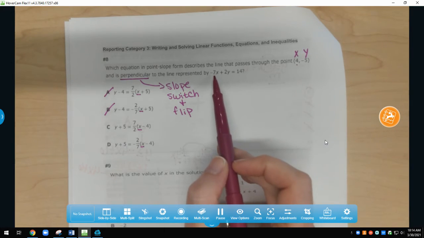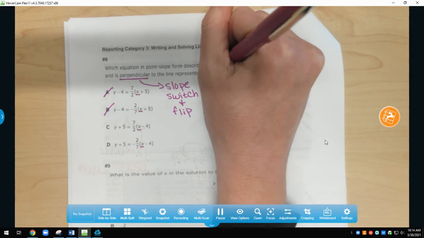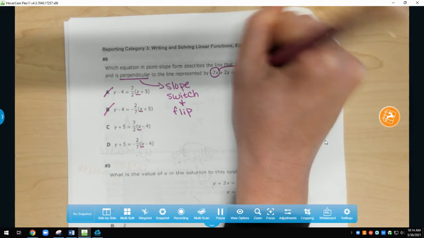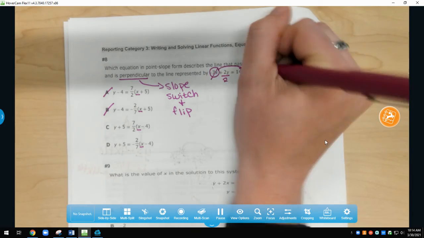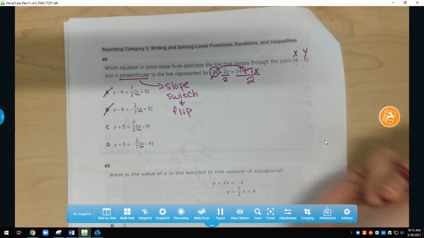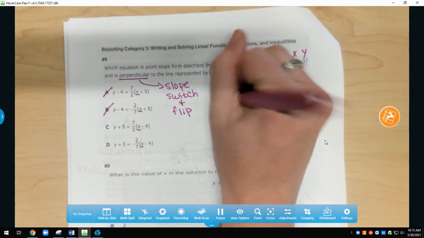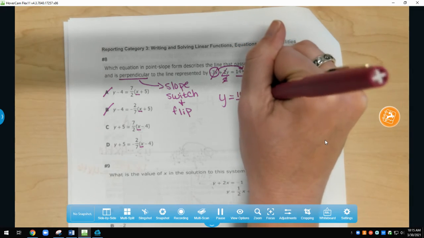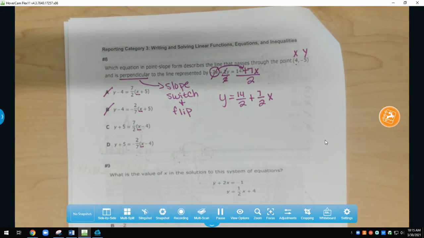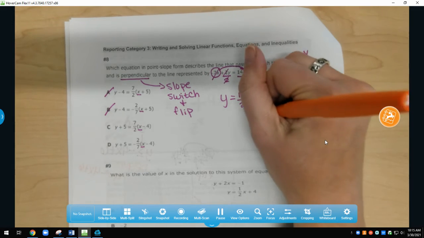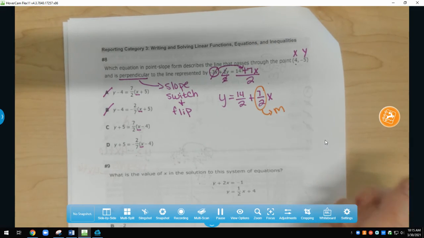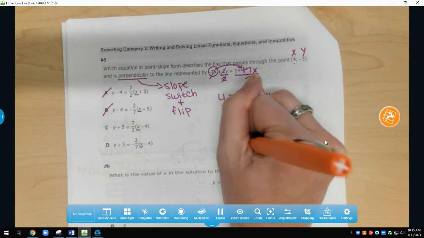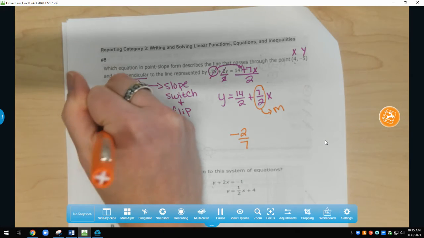In order to find the slope of this line, I need to solve for y. So I'm going to move the x, change the sign, divide by the number in front of y. So we're going to have y equals, remember this is really 14 divided by 2 plus 7 over 2x. The 7 over 2 is my m. So I need to switch the sign. So it's positive right now. I need to make it negative, flip the fraction. So that would give me d.